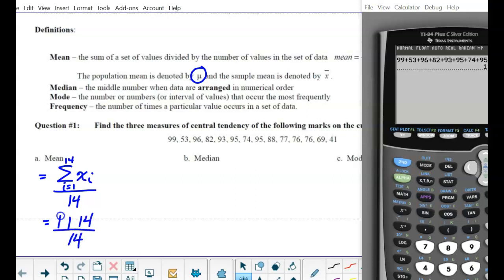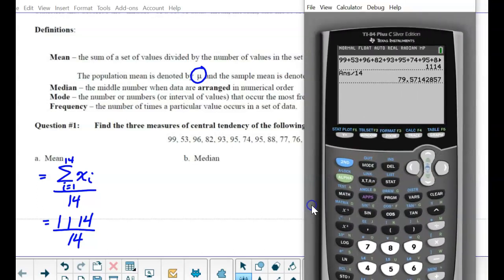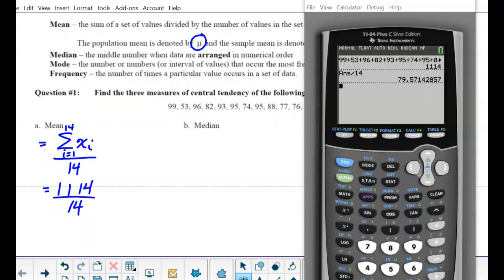So you just divide by 14. 79, now what does it say to round to? It doesn't say. So we'll go to the nearest 10. 79.6.